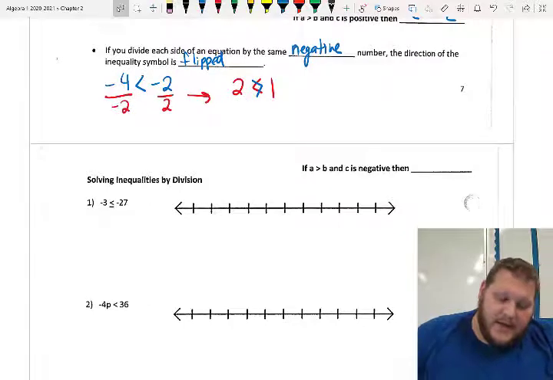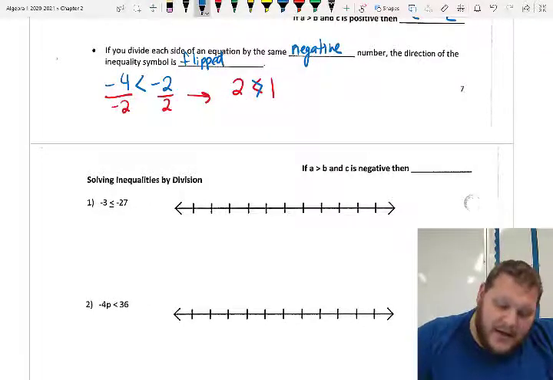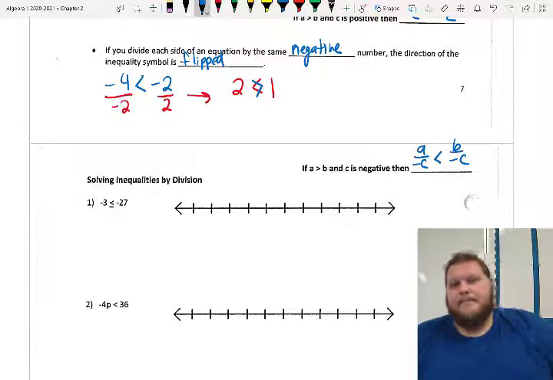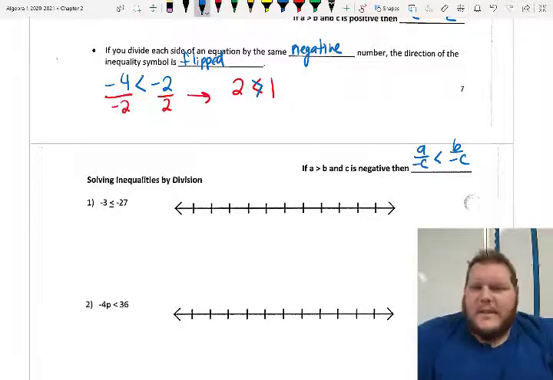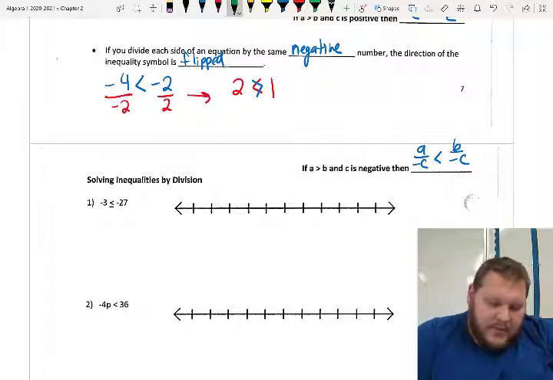Inequality-wise, sorry, I messed that down here. If A is bigger than B and C is negative, now A over negative C is going to be less than B over negative C. Just formalizing it.